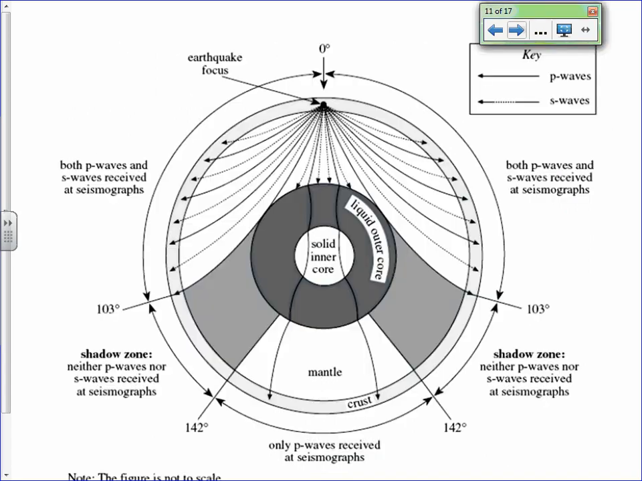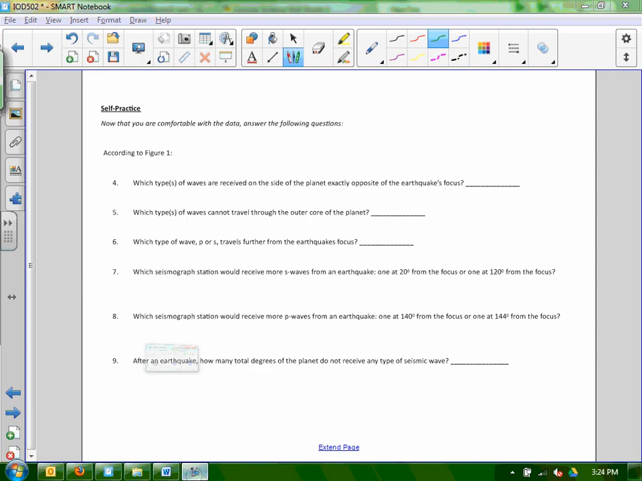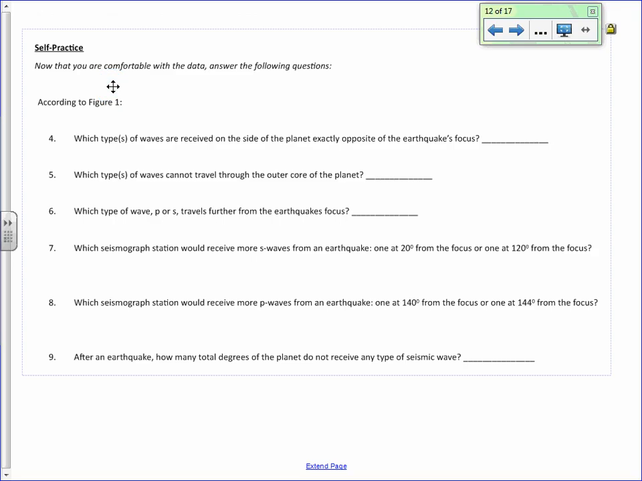At this point, we want to move on and take a look at the individual self-practice questions about figure 1. If you're watching this video at home, pause at this point and answer questions 4, 5, 6, 7, 8, and 9. Press play when you are ready to go through the answers. If you are pressing play, that means you've answered questions 4 through 9, and you're ready to go through the answers.